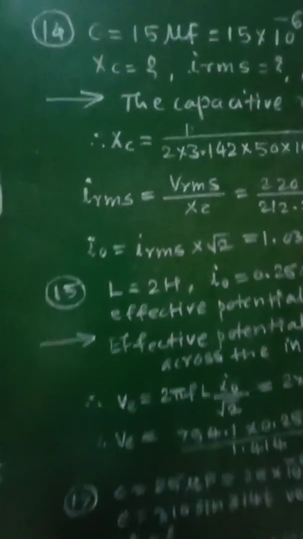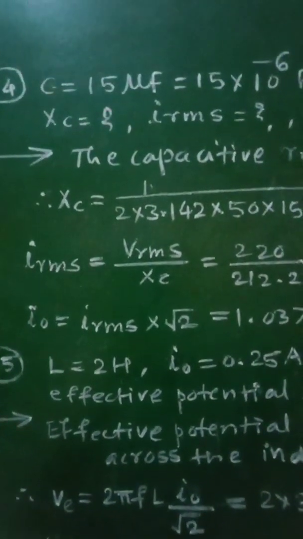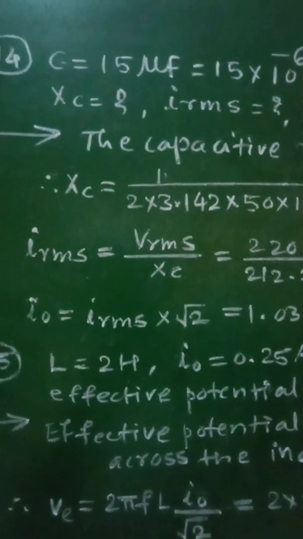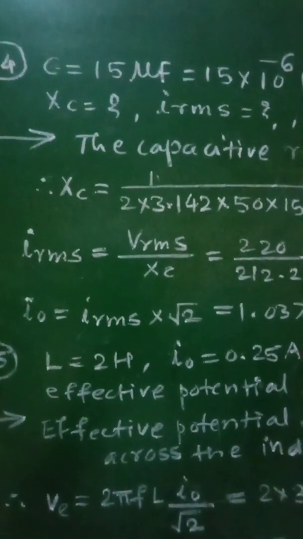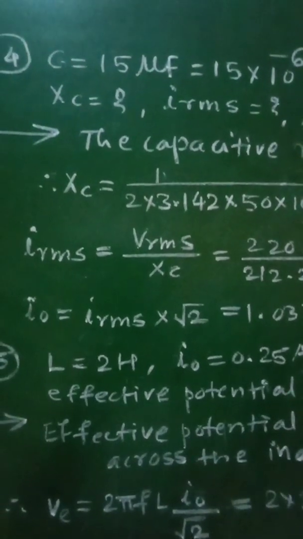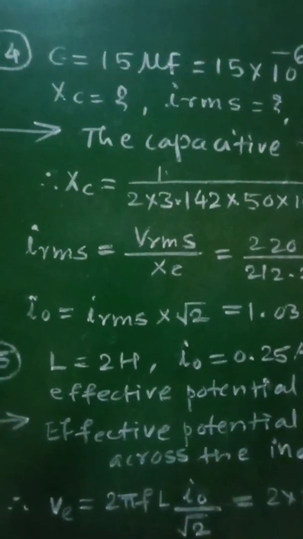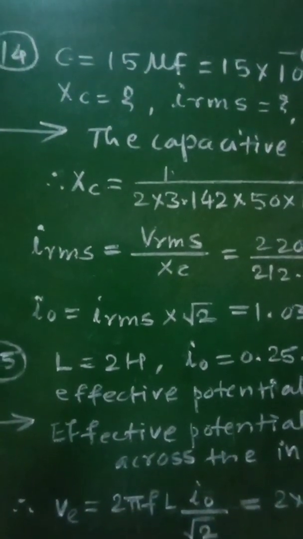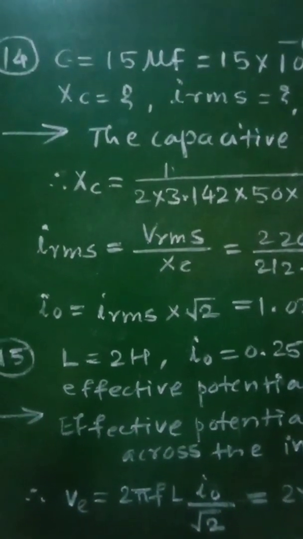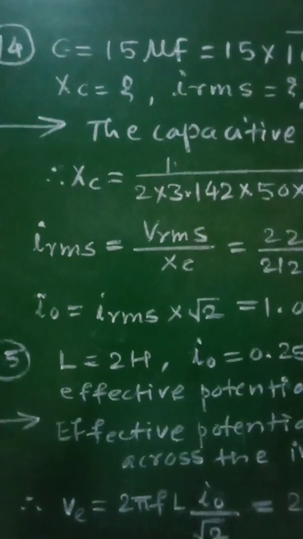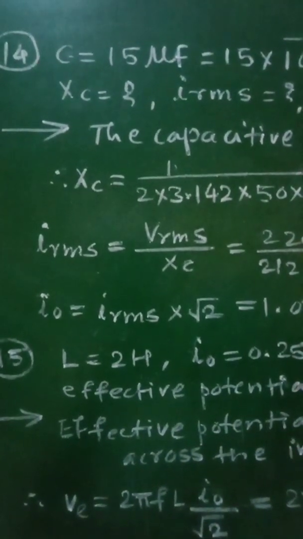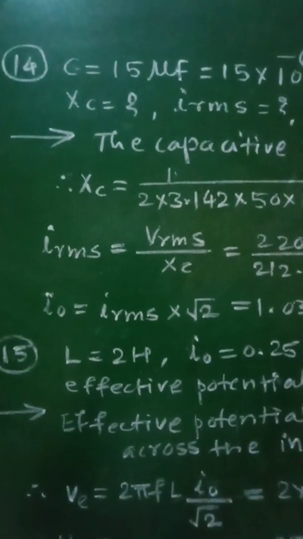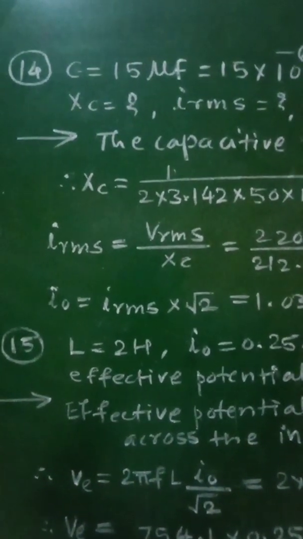And now let us go for next numerical, that is numerical number 14, which is given as: a 15 microfarad capacitor is connected to a 220 volt 50 hertz source. Find the capacitive reactance and the RMS current as well as peak current in the circuit. If the frequency is doubled, what will happen to the capacitive reactance and the current?